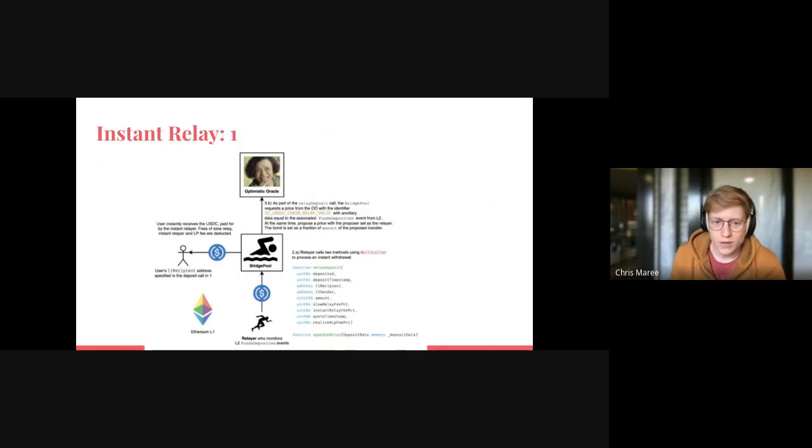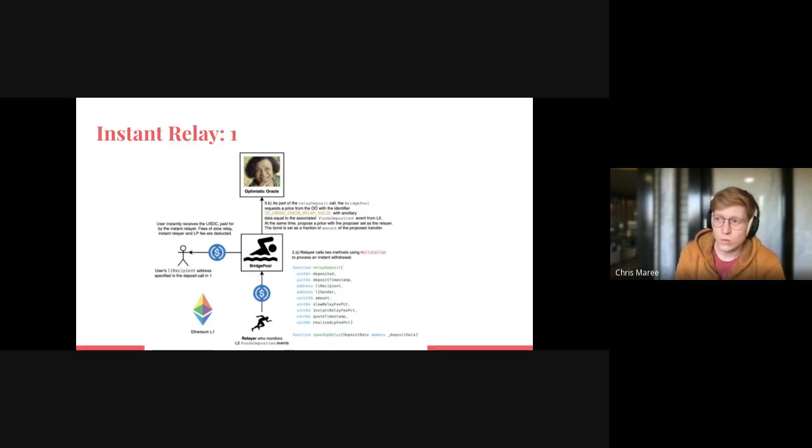So here we've got the second part of that first diagram that we had. This is just the stuff on L1. Everything on L2 with the event is the same. The only difference here is that we now use this thing called multi-caller, which lets us call two methods at the same time. So we first call relay deposit, and then in the same transaction, we call speed up relay.